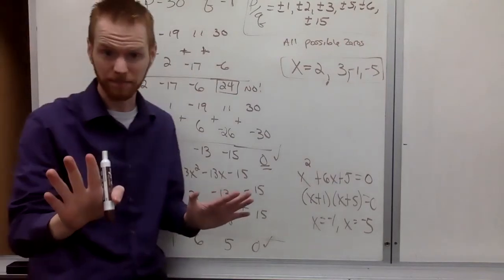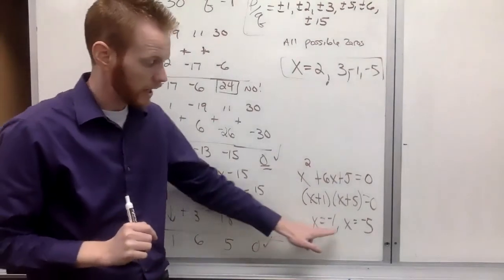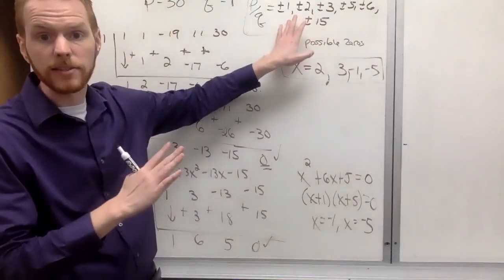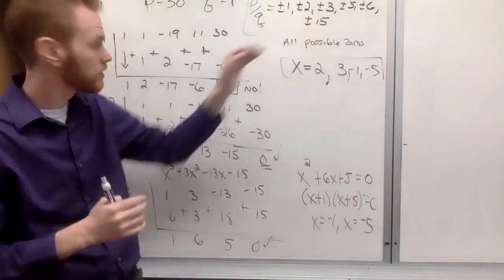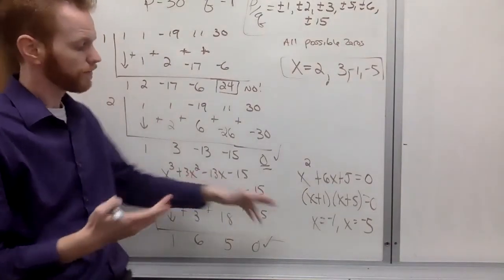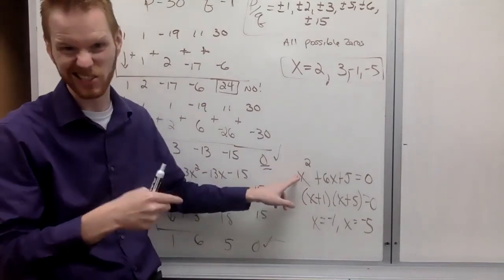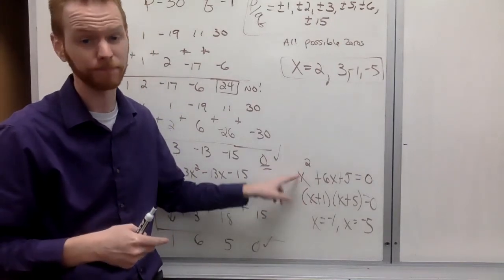Now notice something. I want to make a couple announcements with this. Negative 1, negative 5, they were in my list of possible zeros. But see how in my synthetic division, I was just doing the positives first? It would have taken me a while to get to the negatives, right? That's why I suggested let's just solve the rest of it right now, okay?